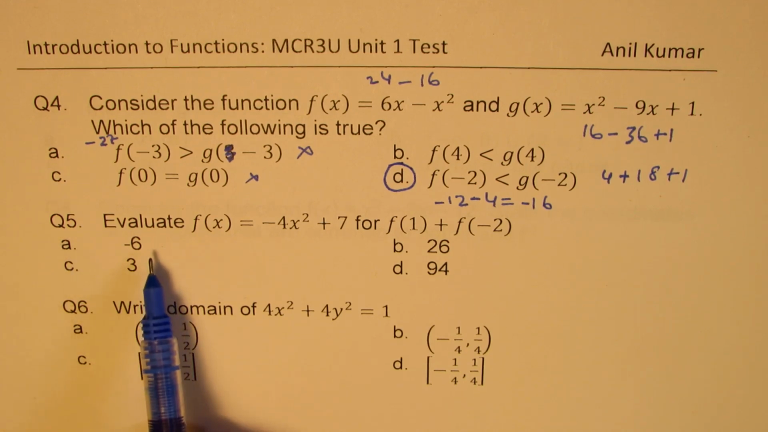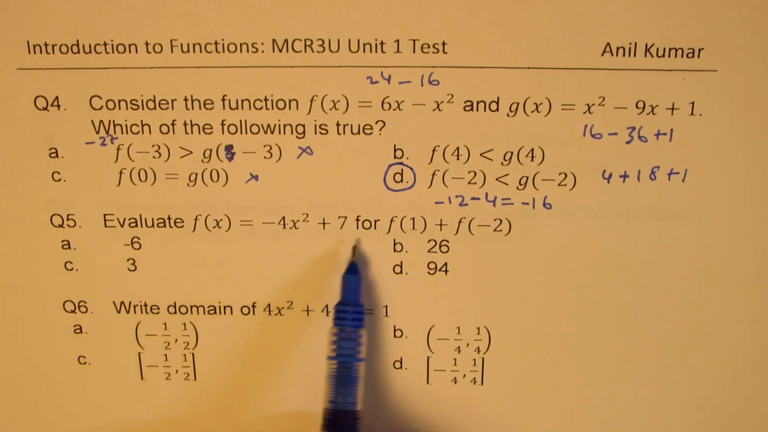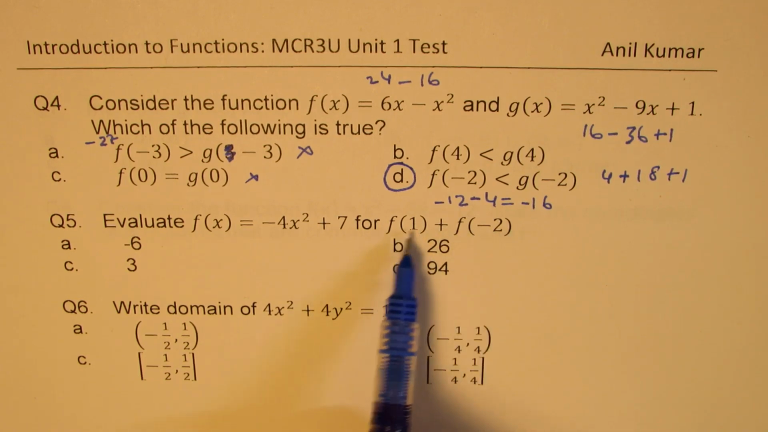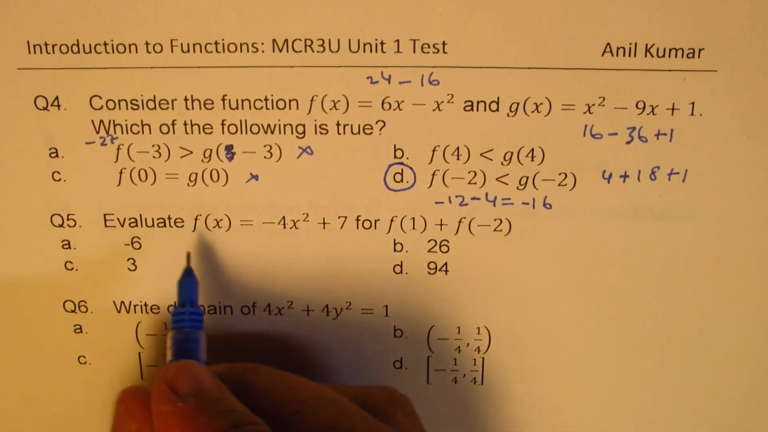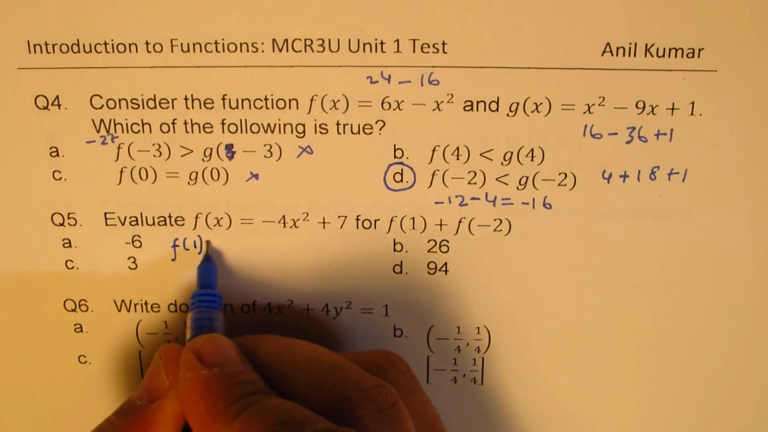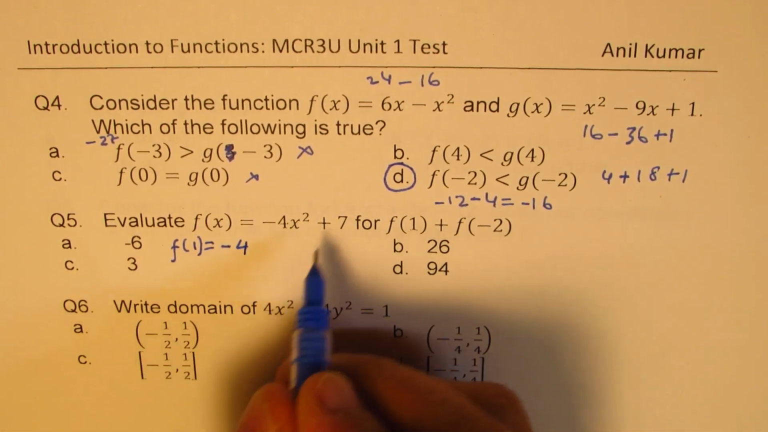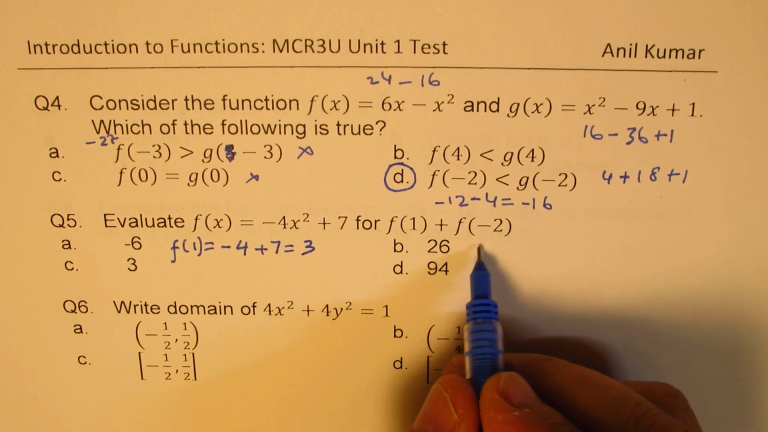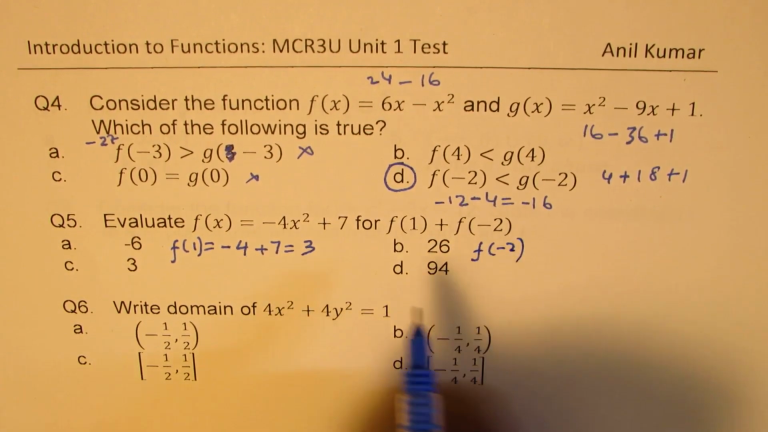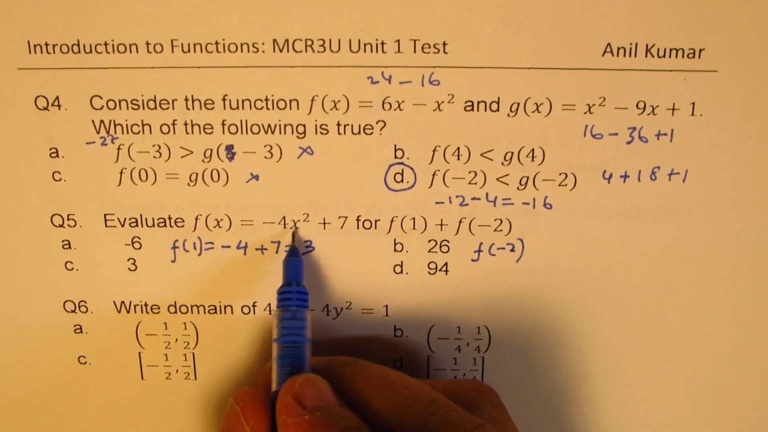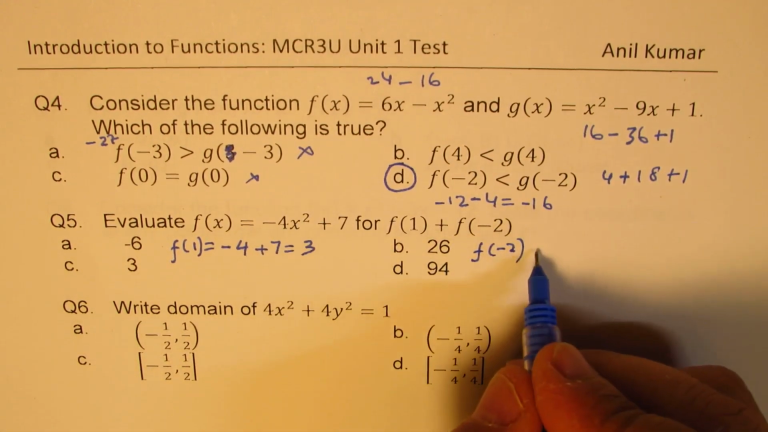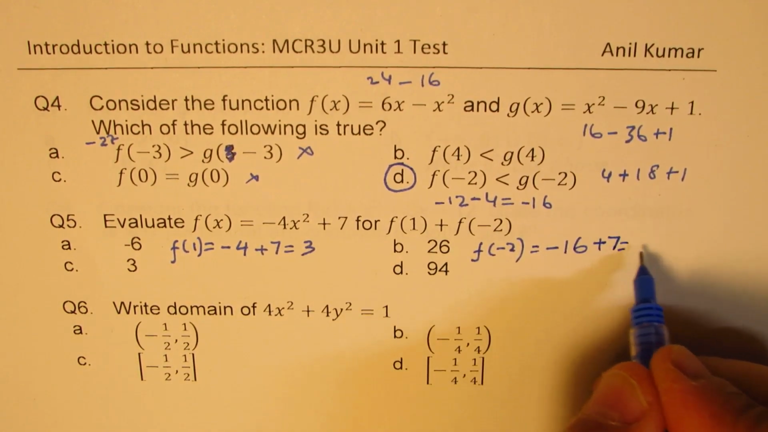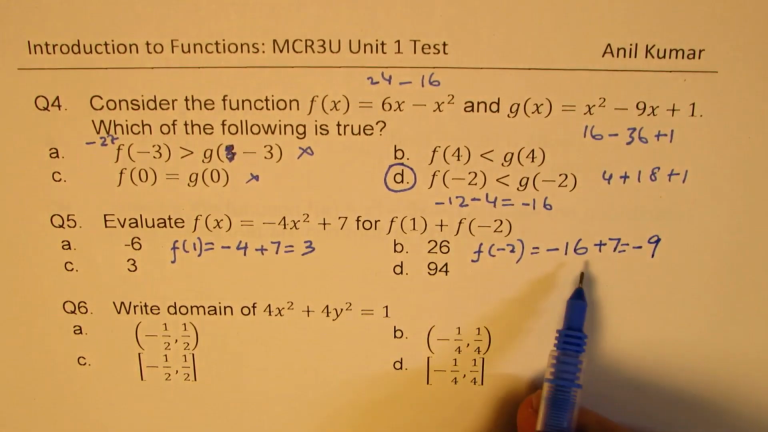Question number 5. Evaluate f of x equals to all this for f of 1 plus f of minus 2. So first plug in 1 so we can find what f of 1 is. F of 1 will be minus 4 plus 7, which is 3. And then we'll find what f of minus 2 equals to. Substituting minus 2, 2 squared is 4. 4 times 4, 16. So we get minus 16 plus 7, which is minus 9, right?